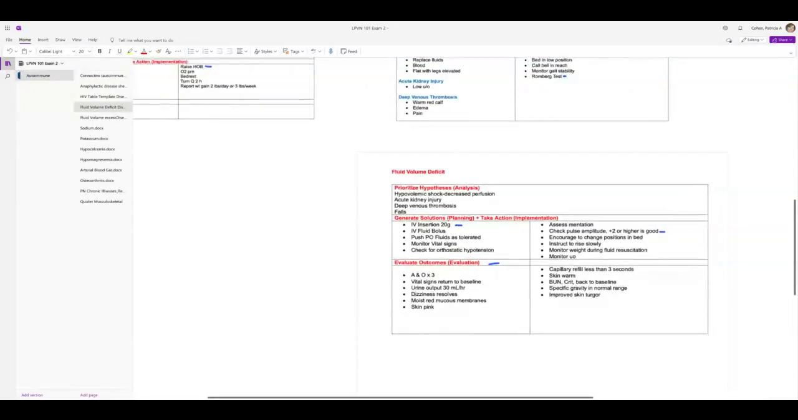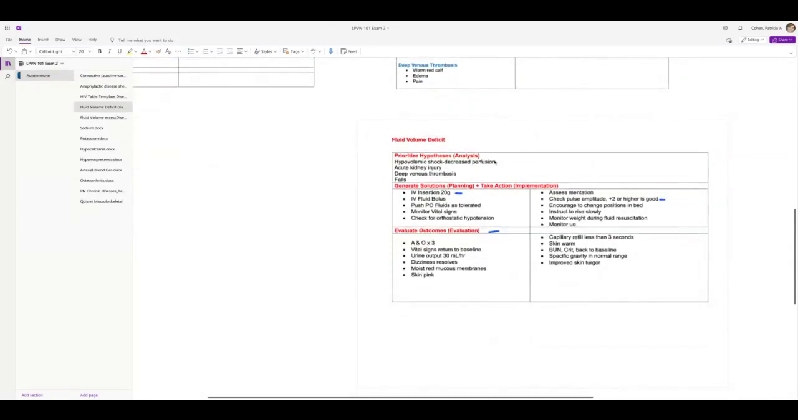All right, so for your patient, you're worried about hypovolemic shock or acute kidney injury, because the kidneys need to be perfused to work properly. They could get DVTs because when they're dehydrated, there's venous stasis, and that can cause DVTs, okay? And so you're going to insert a 20 gauge IV at least, bigger if you can. They're going to need IV fluid boluses, okay? And you're going to push PO fluids as tolerated.